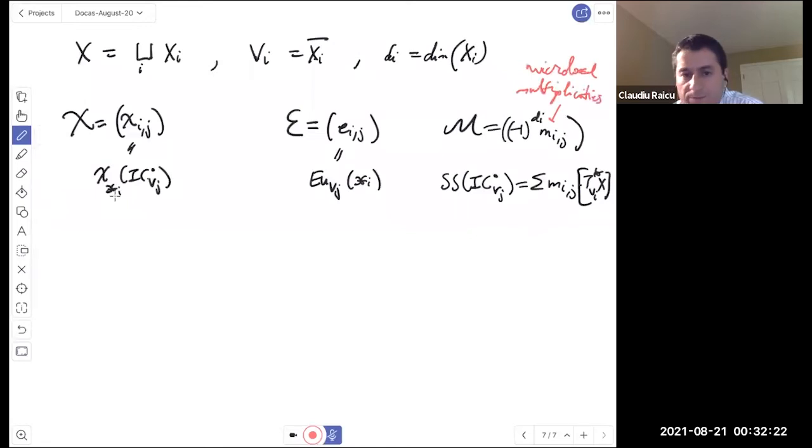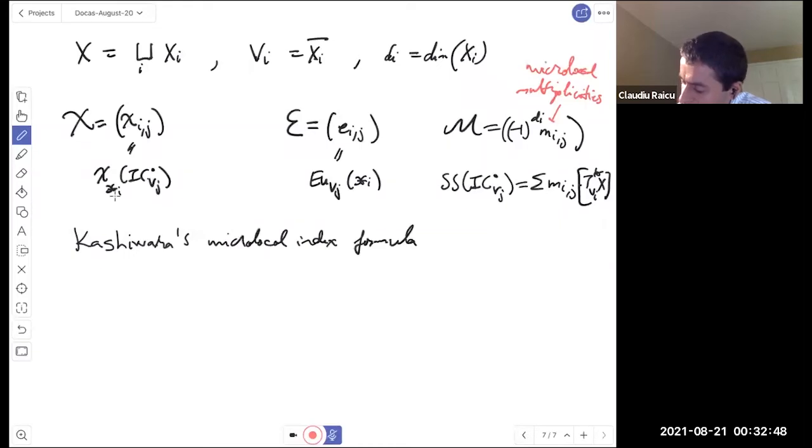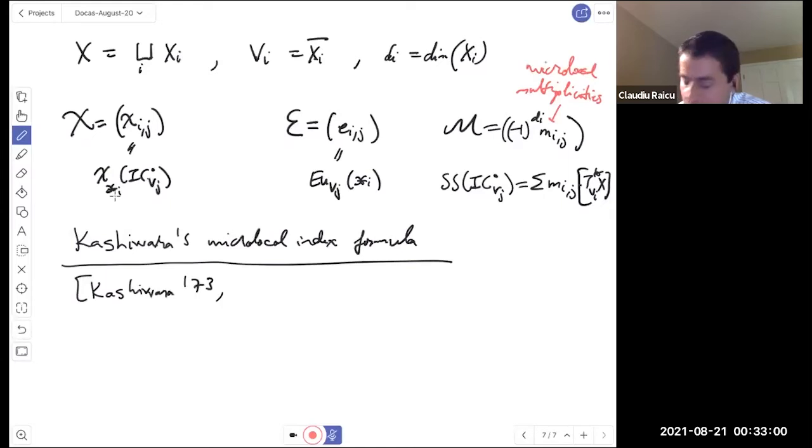And the statement that I mentioned earlier, that any two determine the third, is the following matrix equation, which just follows from this commutativity of the diagram. It's called Kashiwara's microlocal index formula. I'm not going to try to give all the names and all the versions of this theorem, but it goes back to work of Kashiwara in the 70s, and then Ginsburg and Beilinson.